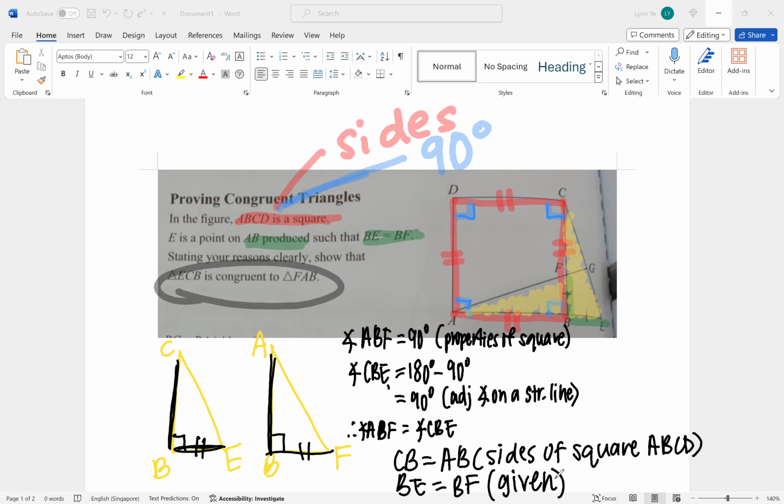So guys, what property is this? Or rather, what test is this for proving congruent? What test is this? Why can we not use RHS? There's a right angle. How come we cannot use RHS?